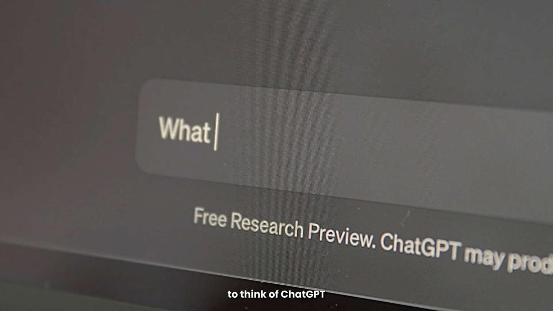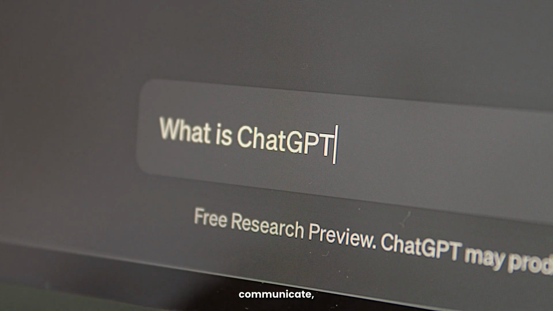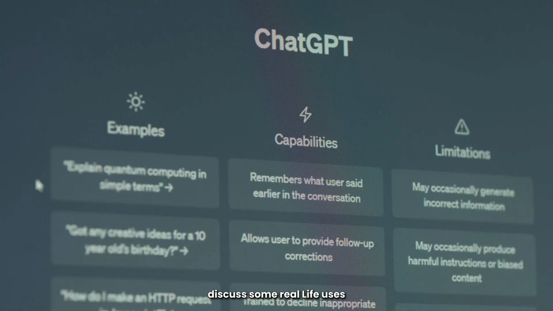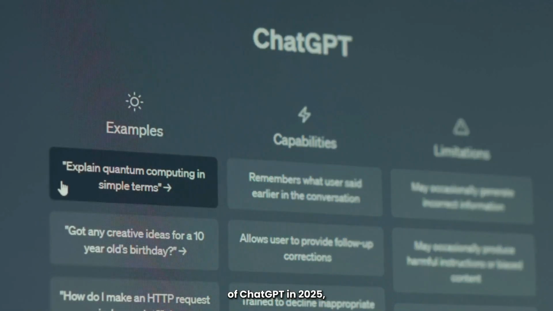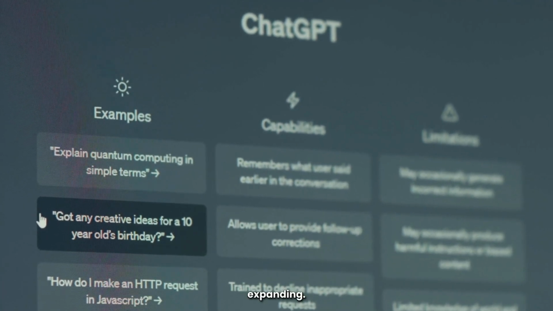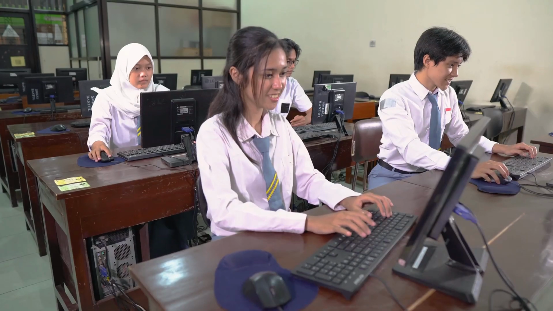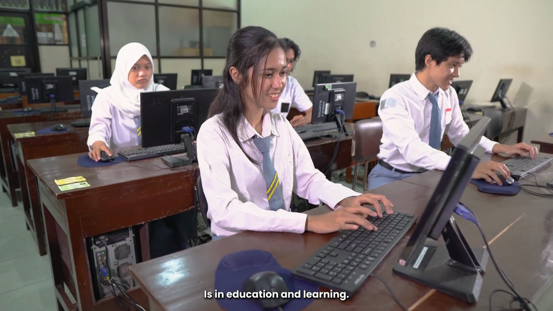It's important for us to think of ChatGPT as our smart partner. The more clearly you communicate, the better it performs. Now we're going to discuss some real-life uses of ChatGPT in 2025, and this is not limited. This is continuously expanding. The first one where it has shown incredible development is in education and learning.